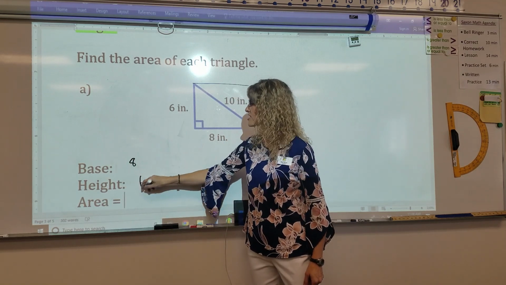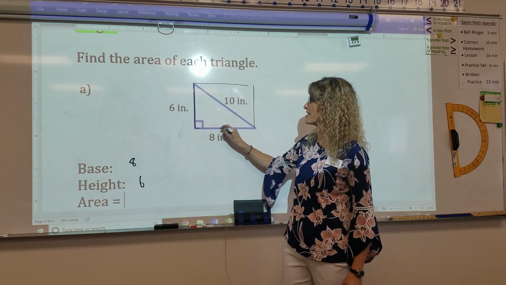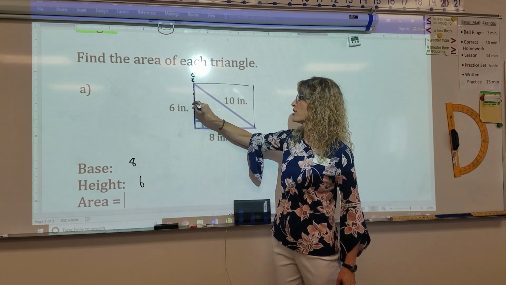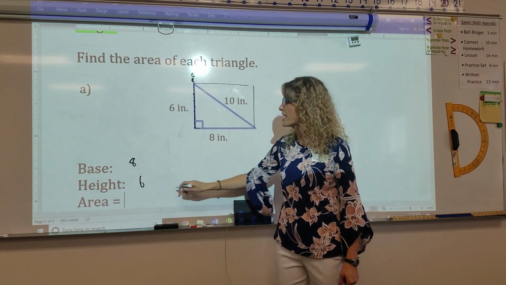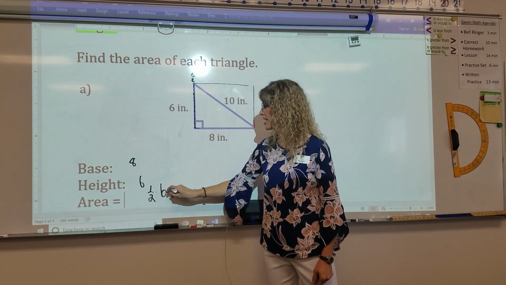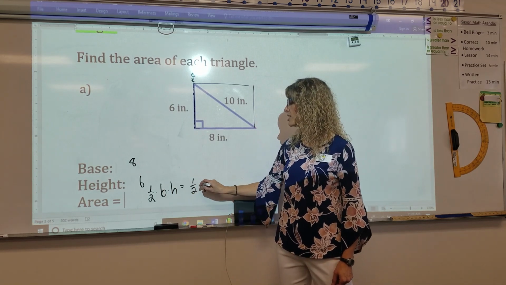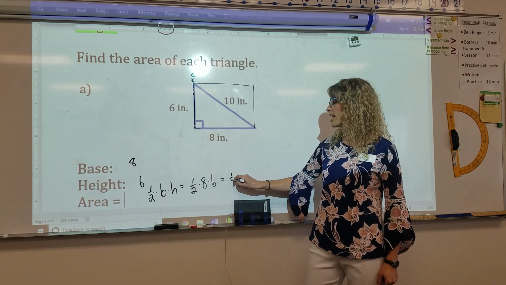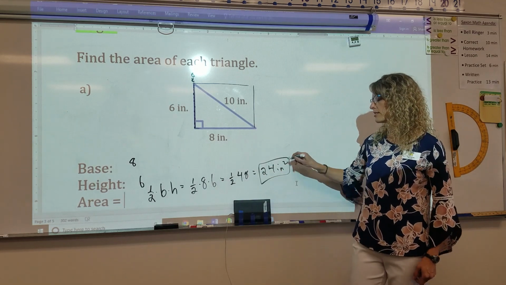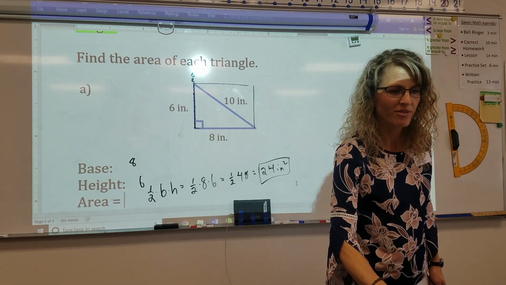Our height is 6. Look for the perpendicular height. It's got to be perpendicular. So if I'm a person standing up here and I drop a rock, it's going to drop straight down. This is my perpendicular height. Area would be 1/2 base times height. I'm going to put base times height, which is 1/2, 8 times 6, which is 1/2 of 48, which is 24 inches squared. And the next one you're going to help with.